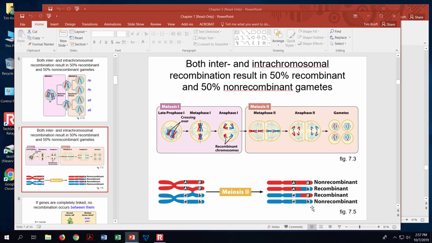The 50% that are not recombinant are the chromatids on the homologous chromosomes that did not participate in recombination. That was your question, right?